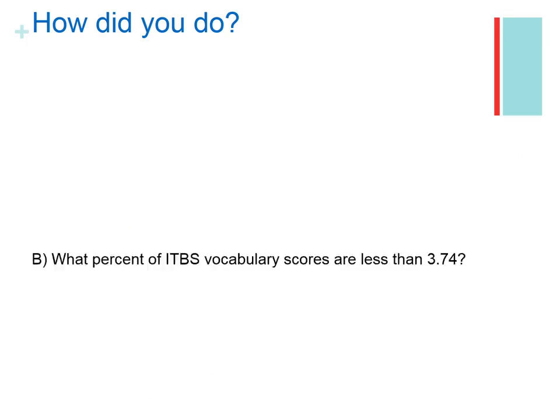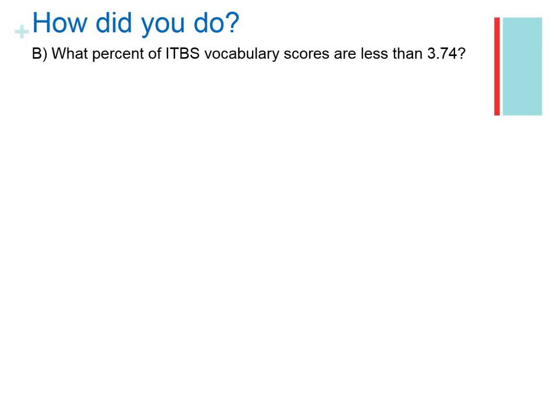All right, so how'd you do? Okay, so take a look at that curve using those percentages. Using the empirical rule, listen to those directions: what percent of Iowa vocabulary scores are less than 3.74? You can sort of just use that to estimate how much of the area is under the curve between your various standard deviations.